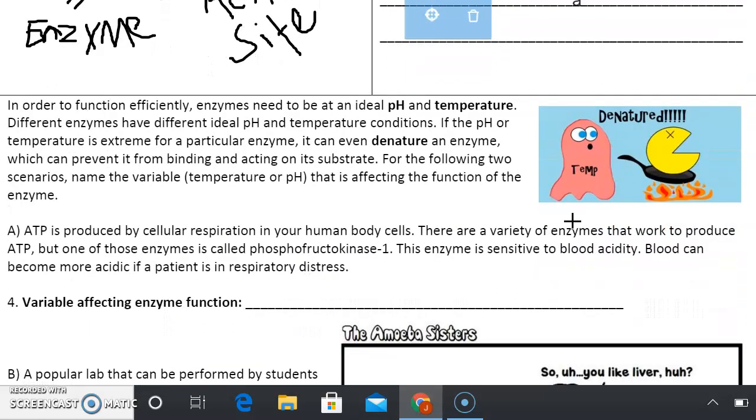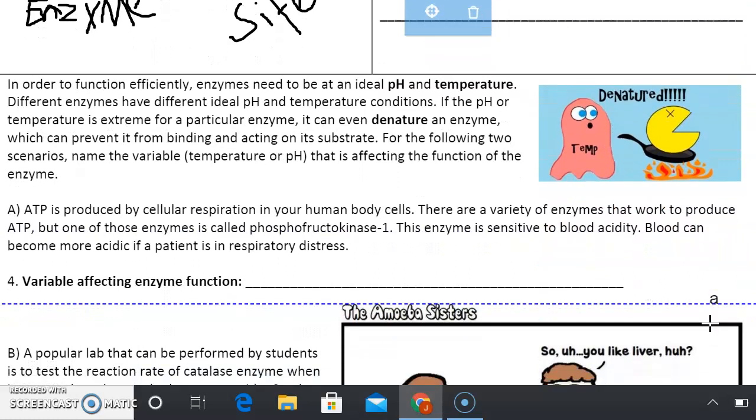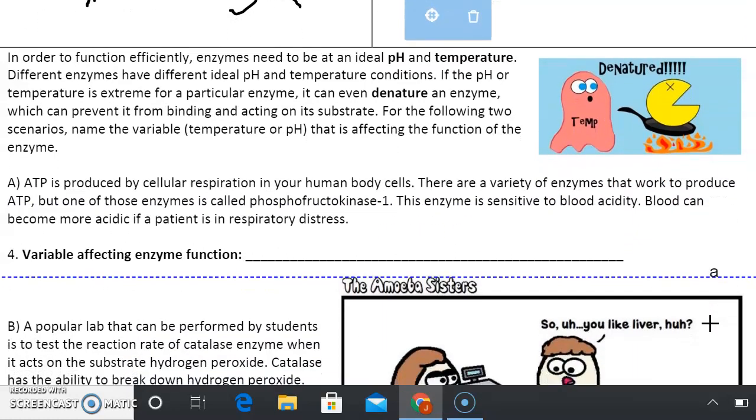And that's that one. Then we have down here, it says, in order to function efficiently, enzymes need to be at an ideal pH and temperature. Different enzymes have different ideal pH and temperature conditions. Like we talked about yesterday, most enzymes in our body are going to work around 7.1, around that neutral, because we're mostly water, and then our blood also has a pH of about 7.1, and so most of our body is kind of close to that neutral.